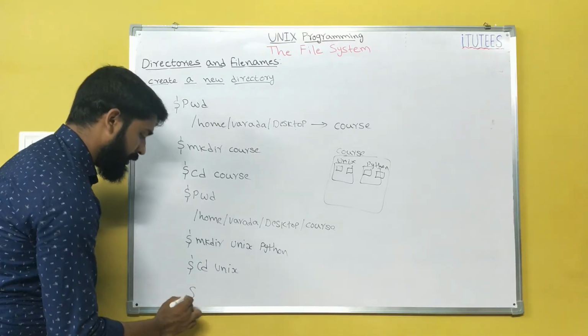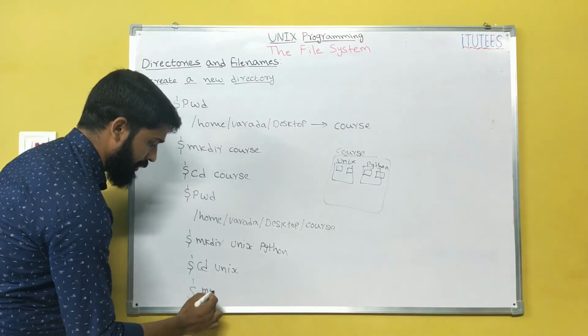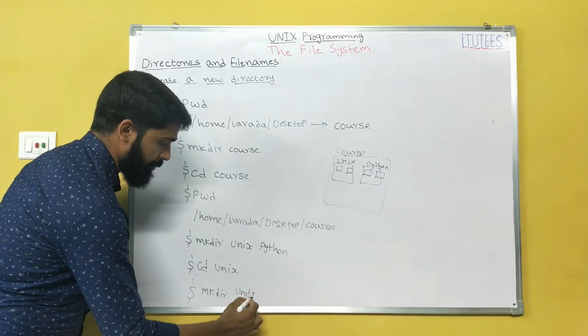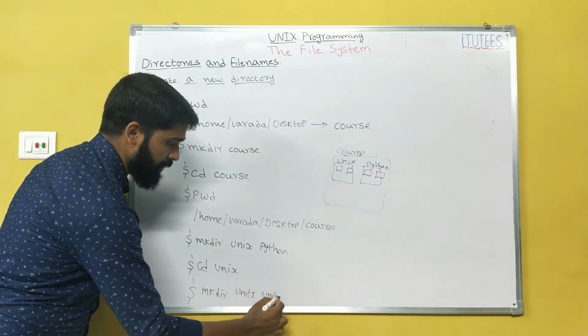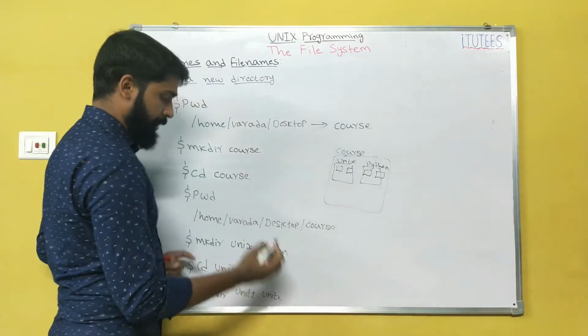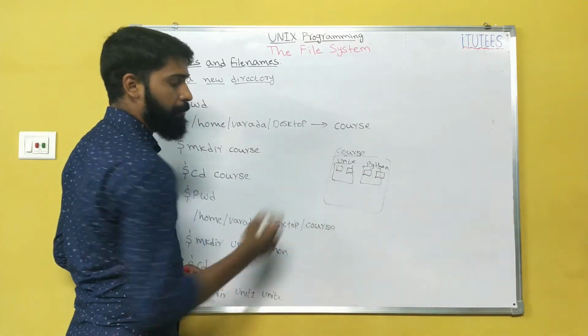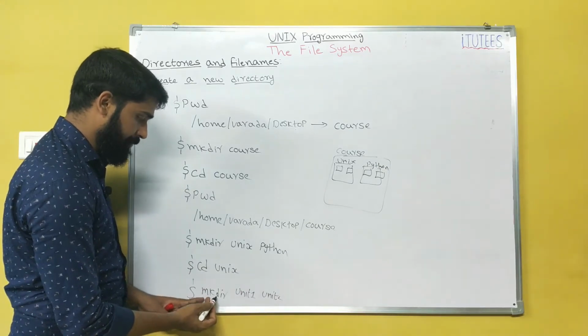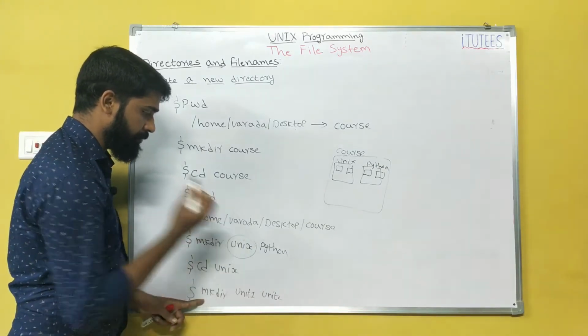So after that, make a directory with mkdir. What's the first directory name? Unit 1, unit 2. That's it. And now I want to create unit 1 and unit 2 in Python. So how? The present working directory is Unix.